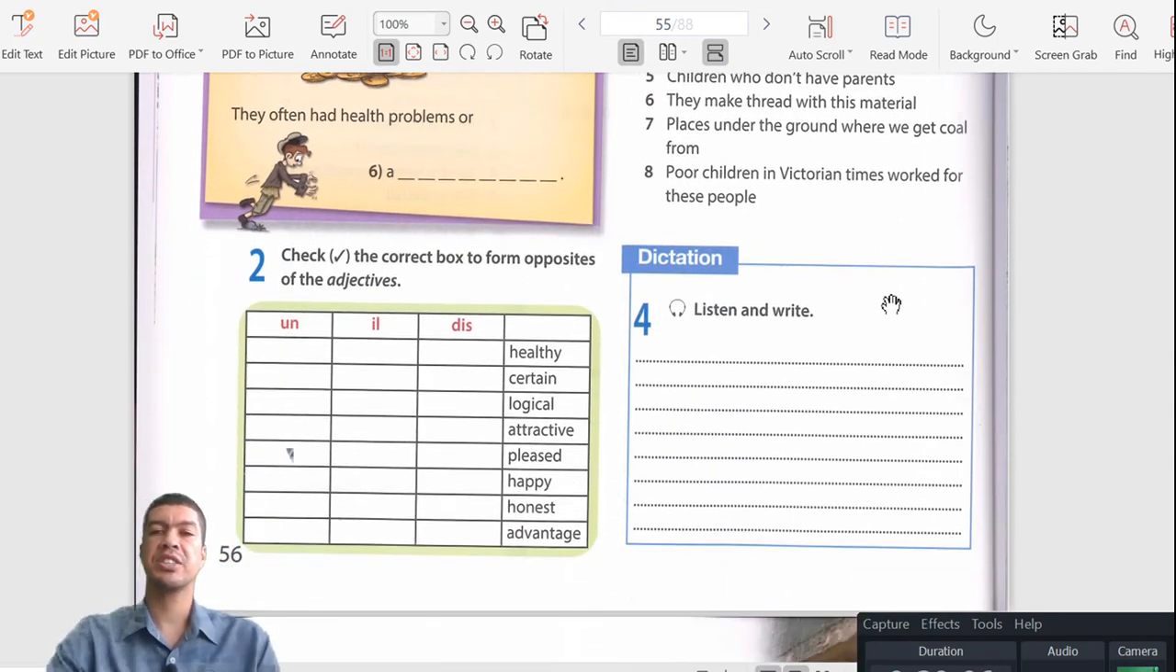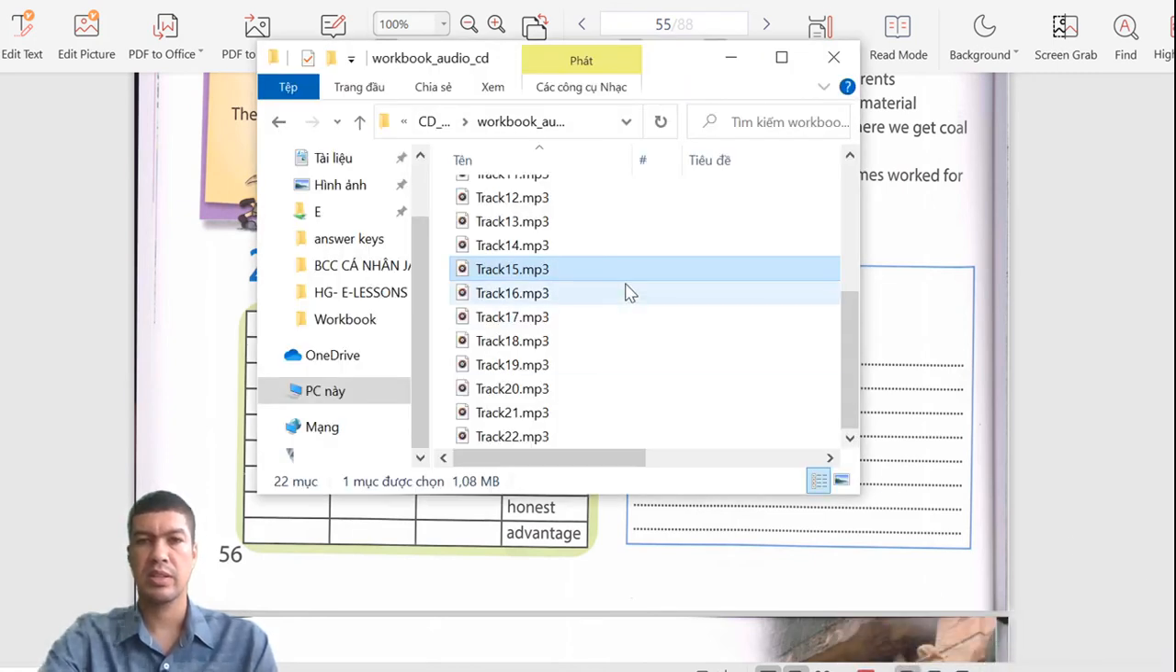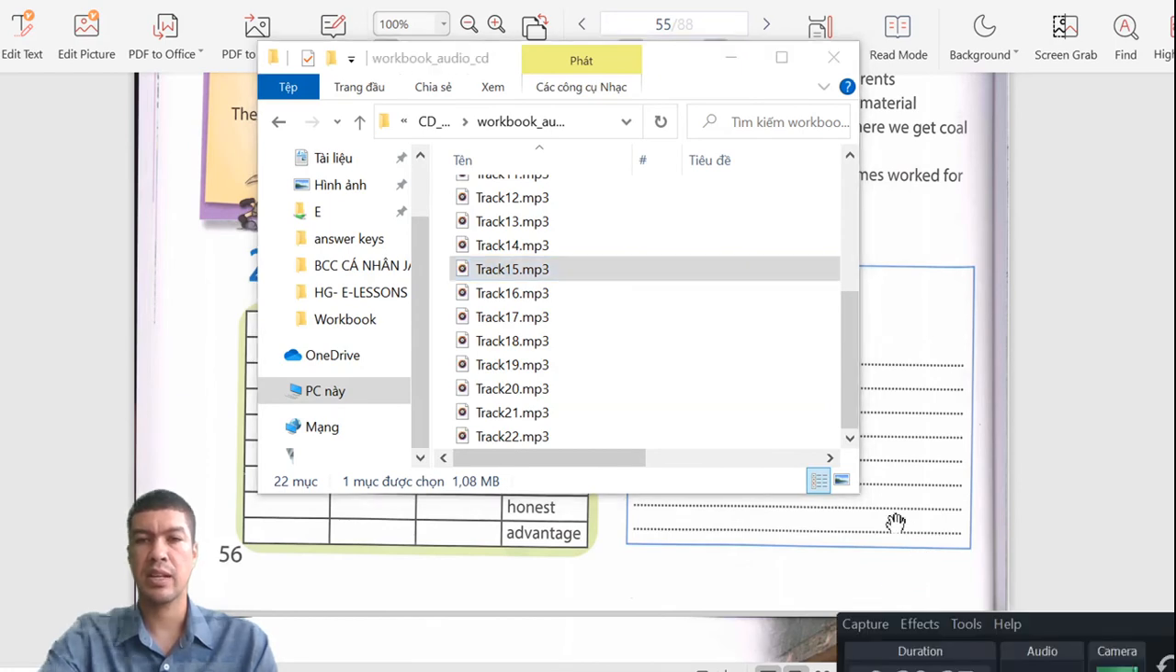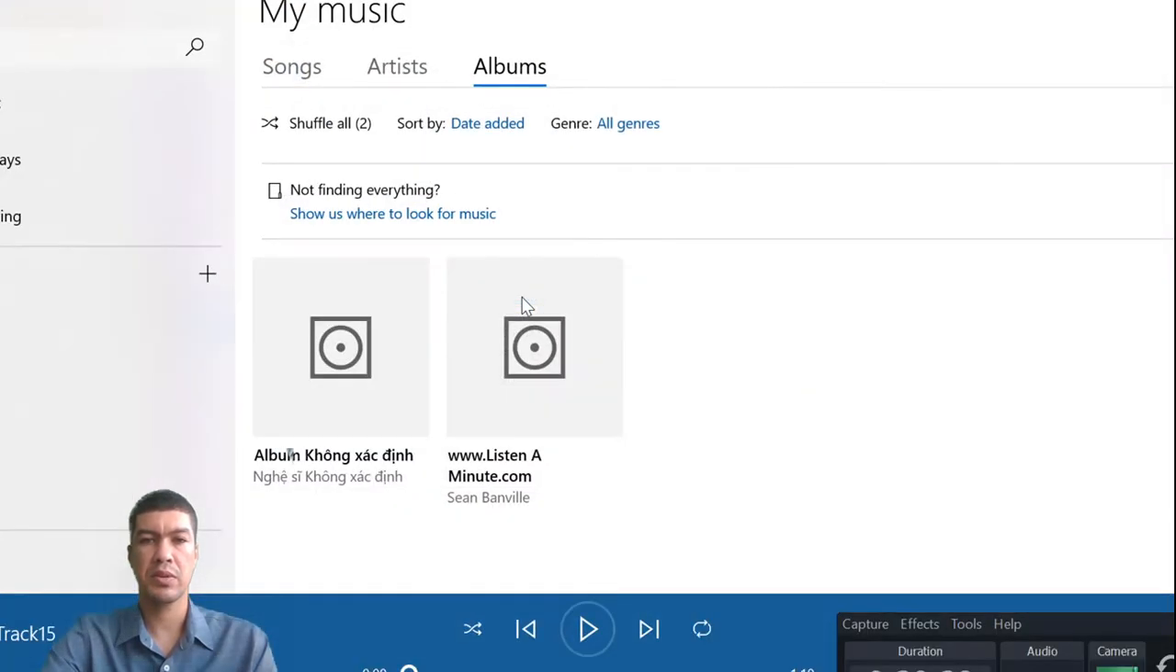All right, for the dictation, I will play the dictation for you, and you first listen and fill in. Remember, I will give the answer at the end, but practice your skill and do not just wait for the answer. All right. Okay, and I'll play the audio.